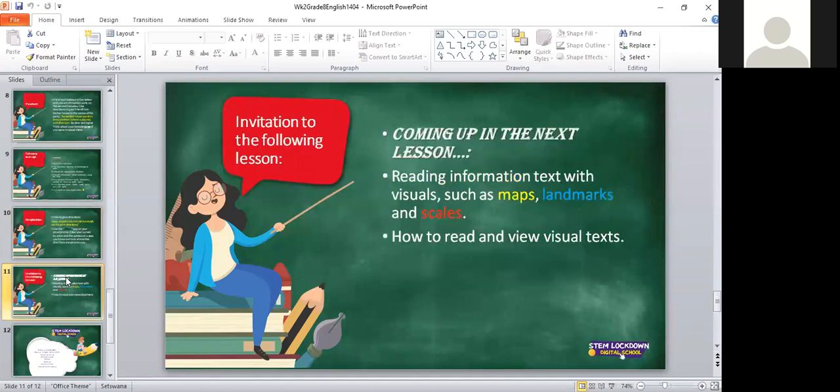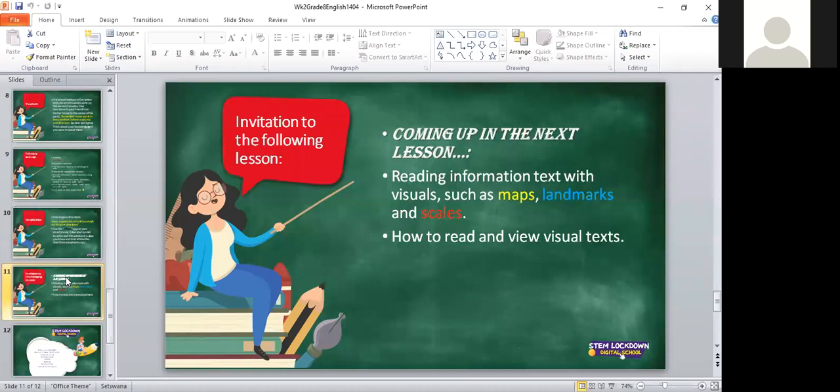Then coming up in the next lesson tomorrow, we will be reading about information text with visuals, because today we were just on text without visuals. Tomorrow we'll be doing information text with visuals, such as maps, landmarks, scales, and other types of information text. We'll also learn how to read and view those visual texts. You will be surprised at how popular these are. All this time, even today, you have used those visual texts, but you may not have realized it. So do not miss tomorrow's lesson.